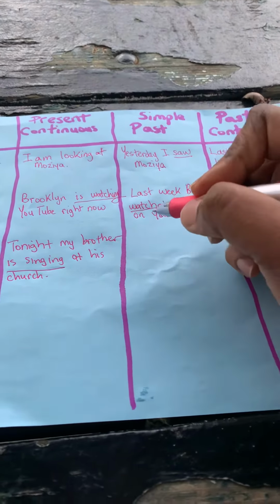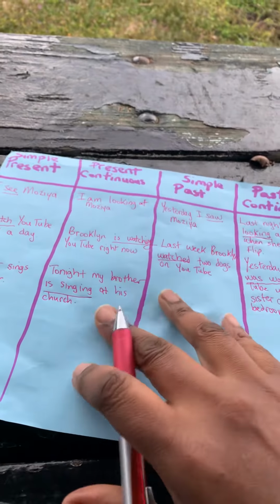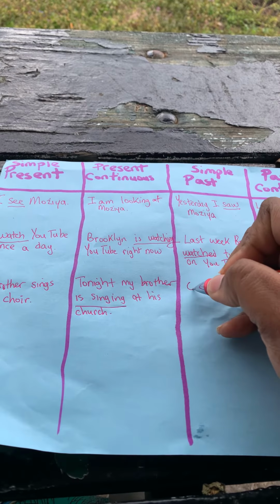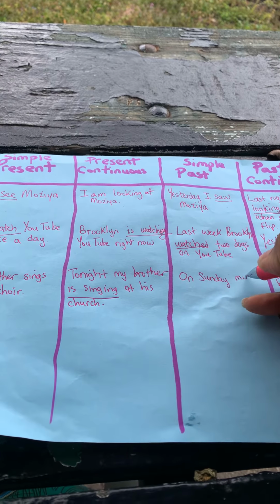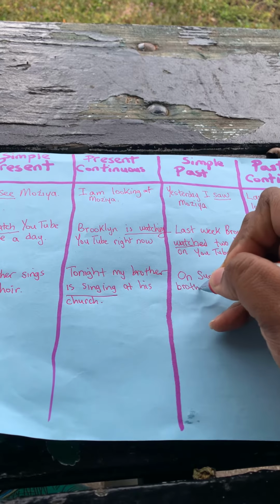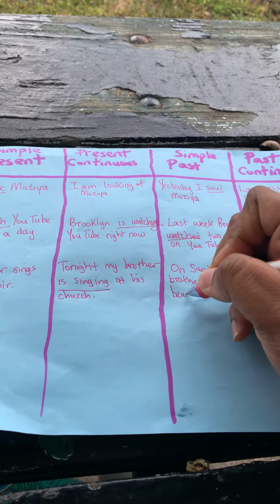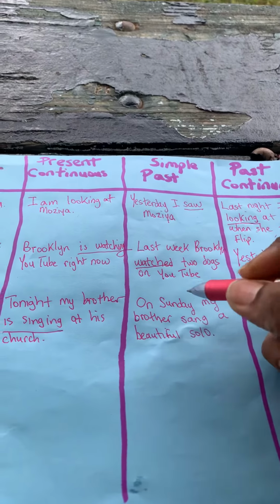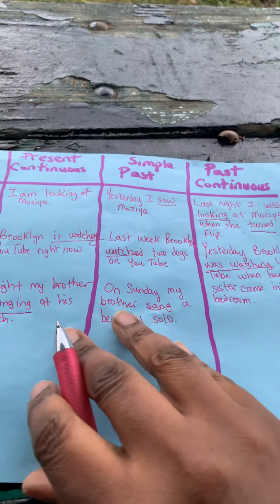Let's do the simple past. Do you remember the simple past for sing? Sing. Oh, there's my paper flying with the wind. Sing, sang. So we can say on Sunday, my brother sang a beautiful solo. Solo means a song by himself, not with anyone else.